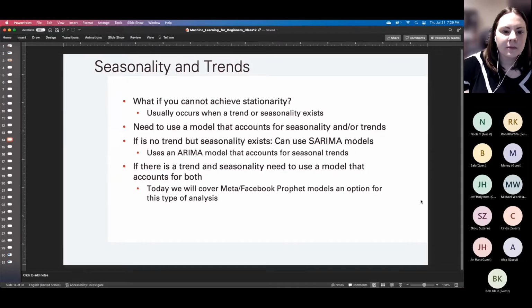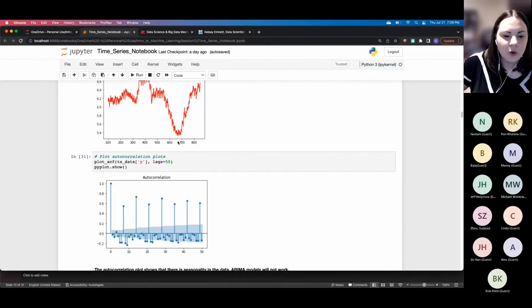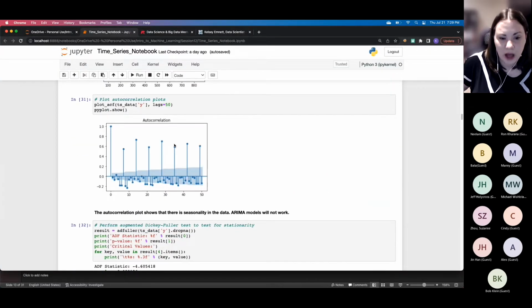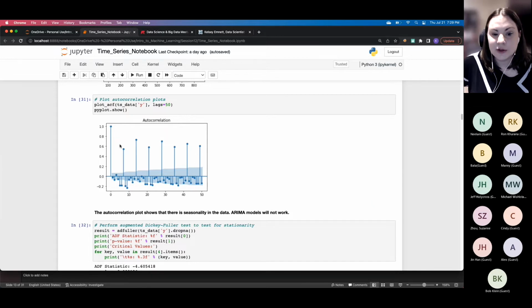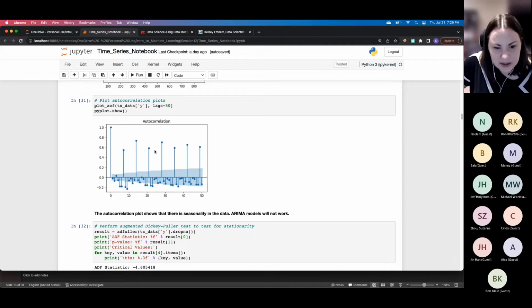So coming back real quick to the code, we're seeing here the correlation plot of the particular data set that we're working with. I think it was Neelam, right? You said that there's no trend in this data set. You can see here that you were right. There is no trend in this data set. We're not seeing the slow downward slope. However, we are seeing seasonality. Yep, so we're seeing the fluctuations, or the oscillating pattern.